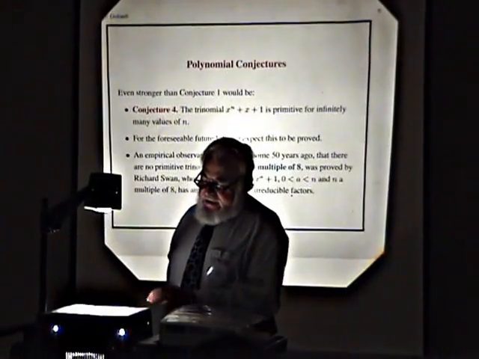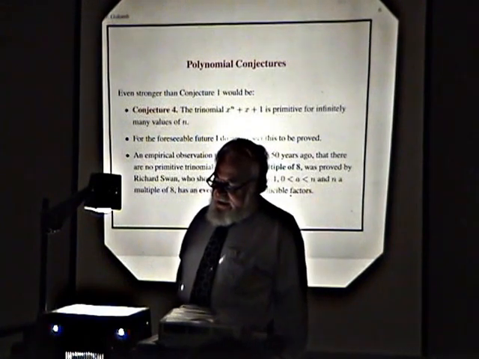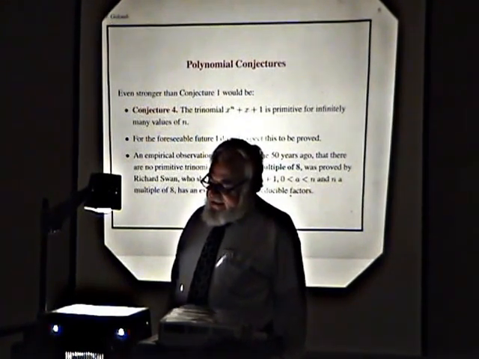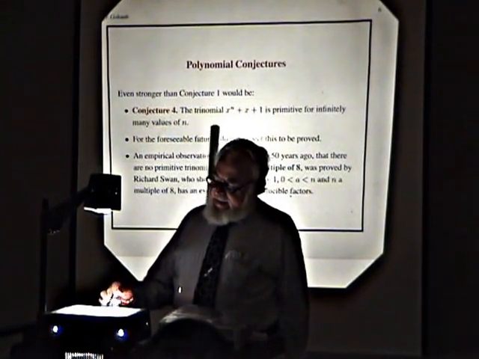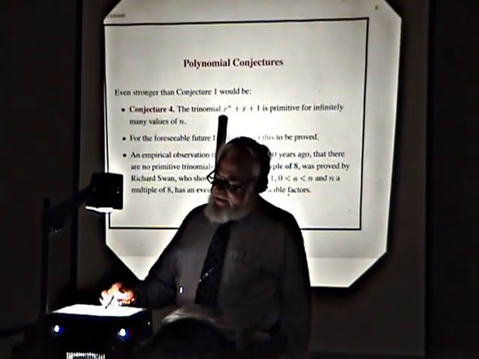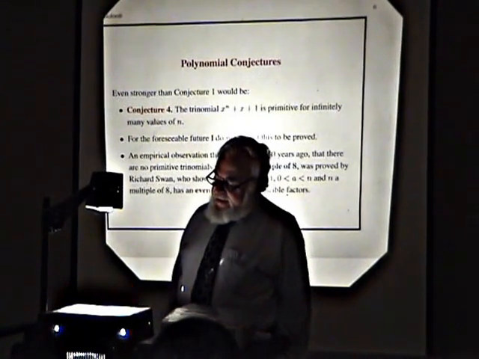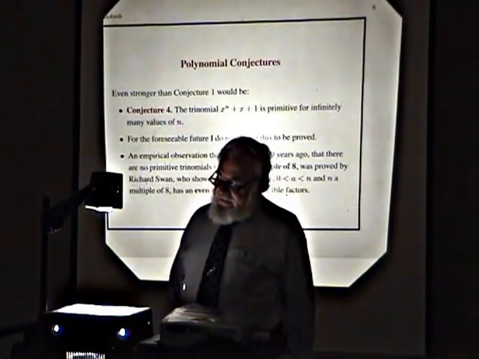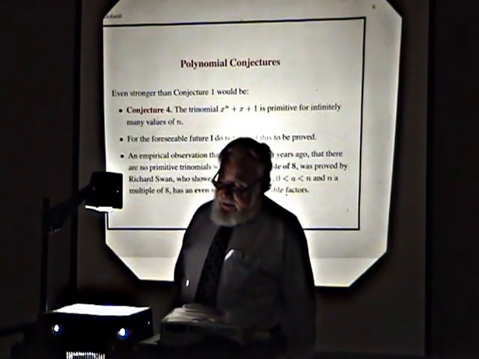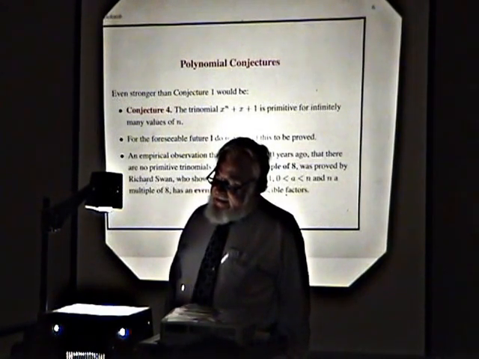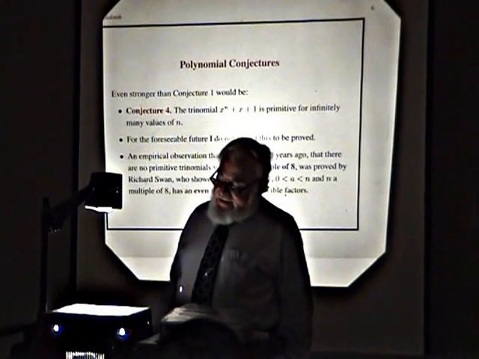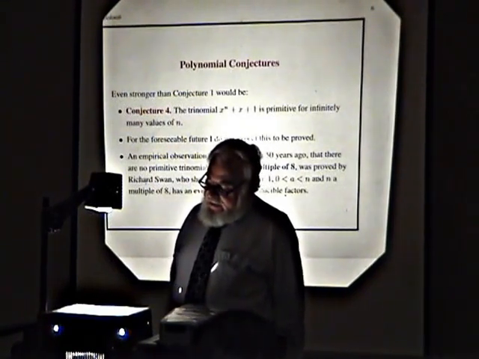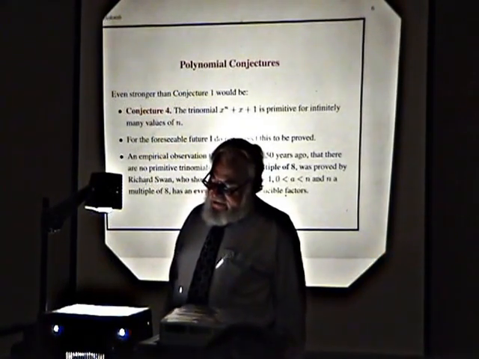I could even give a stronger conjecture than conjecture 1 that I would have no hope of seeing anyone prove in the next 50 years. That is that the trinomial, specifically x^n + x + 1, is primitive for infinitely many values of n. I believe this is true, but I think this is on the same order as showing that there are infinitely many primes of the form n squared plus 1, things of that sort that seem to be beyond what anyone currently knows how to prove.